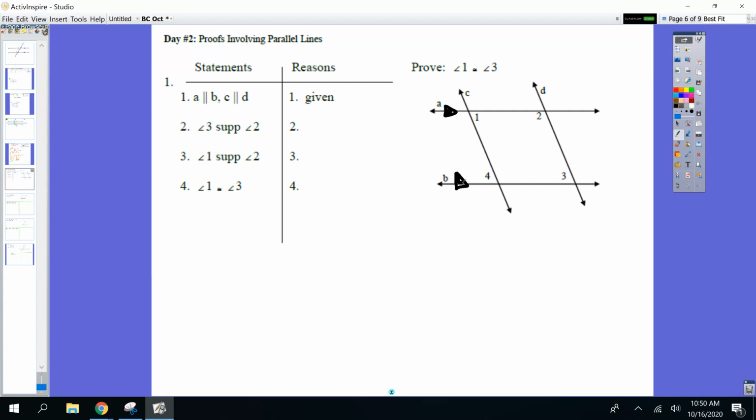And C is parallel to D. Now, you can do 2 arrows if you want.